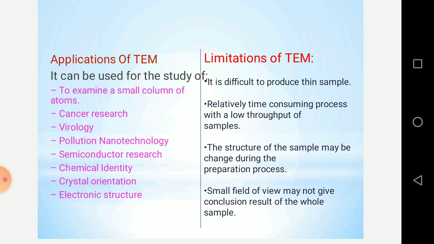Next is electronic structure. Any electronic structure which is impossible to observe by the naked eye, we can observe by making use of the transmission electron microscope.